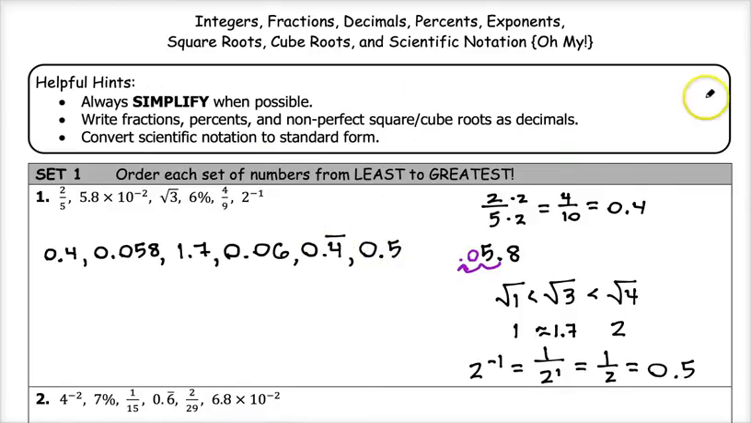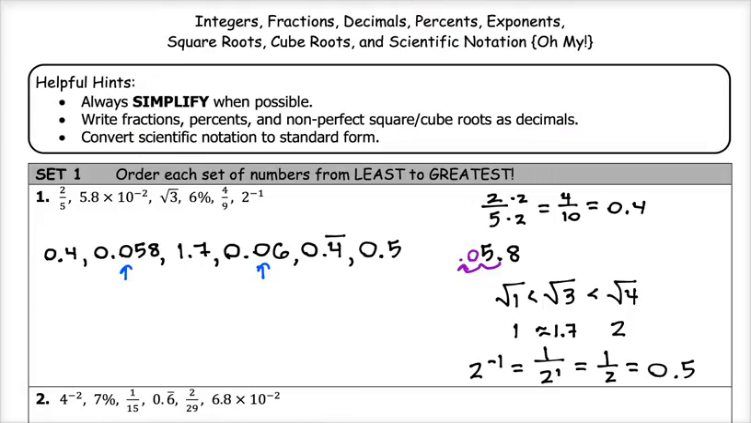So now we're going to order these numbers from least to greatest. We're going to start out by thinking what are the smallest numbers. The smallest numbers are going to be the numbers that have the smallest digit starting in the units place, the ones place. All of these numbers, with the exception of 1.7, have a 0 in the units place. So next we'll move on to the tenths place. The numbers that have the smallest digit in the tenths place are 0.058 and 0.06. They each have a 0 in the tenths place, so we know these are going to be our two smallest numbers.